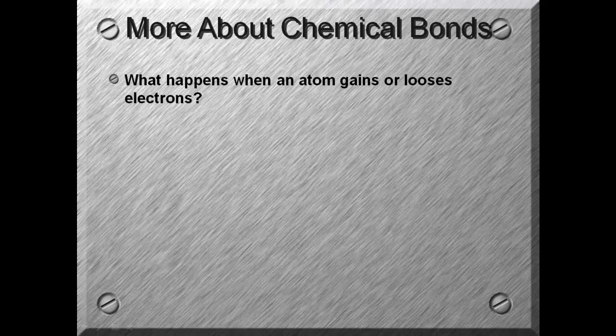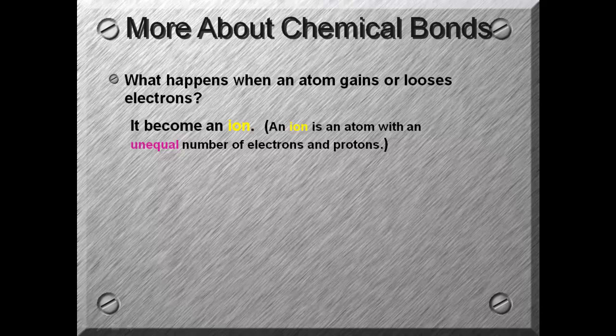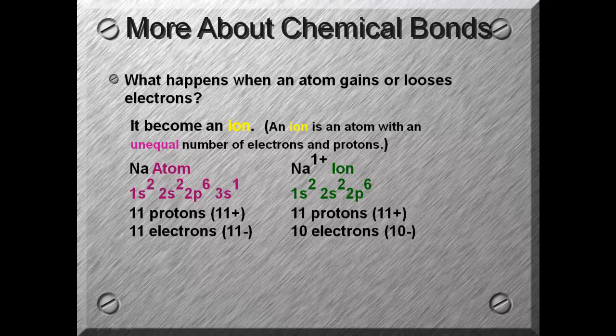Let's talk a little bit more about chemical bonds. First, let's review what happens when an atom gains or loses electrons. When an atom gains or loses electrons, it becomes an ion. An ion is an atom that has unequal number of electrons and protons.